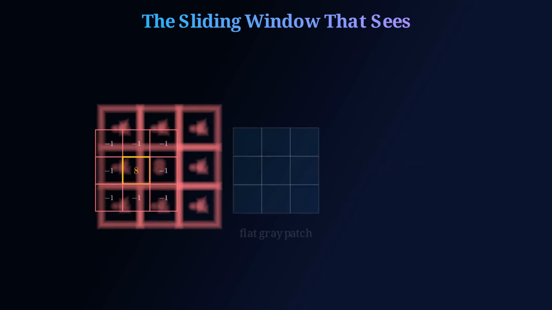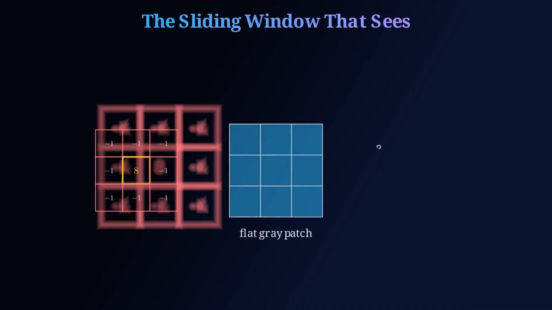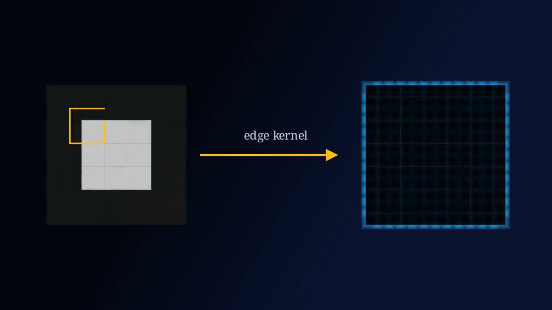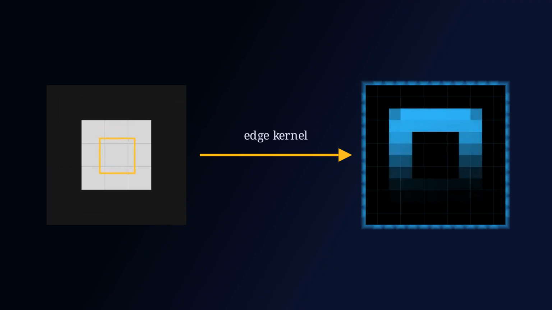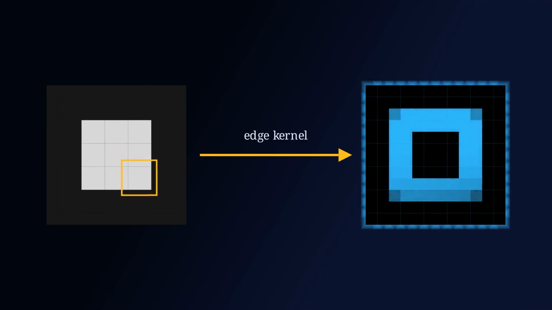Let's test it on a flat gray patch, where every pixel is the same. The positive center and negative surround exactly cancel, and the output is 0. No edge here, so the kernel correctly stays silent. Now slide it across a real boundary. Suddenly the neighbors no longer cancel, and the sum leaps to a large value. The output grid lights up exactly along the edges of the image, and stays dark everywhere flat.